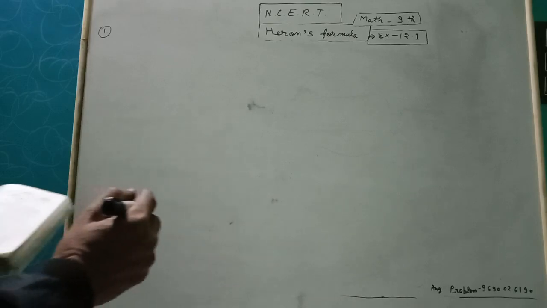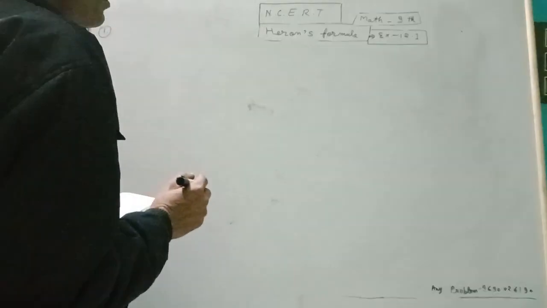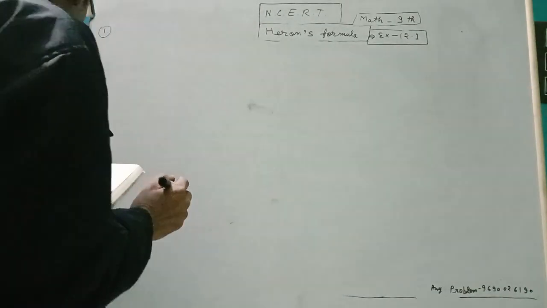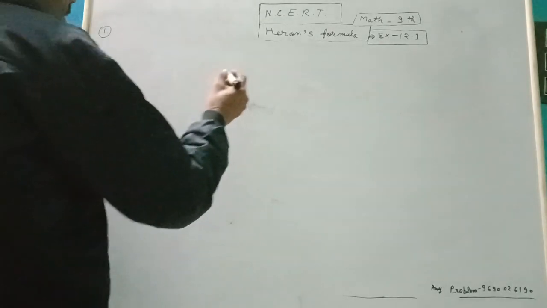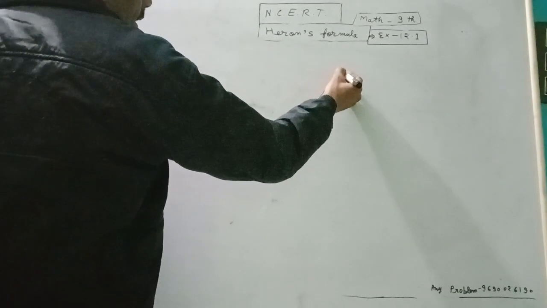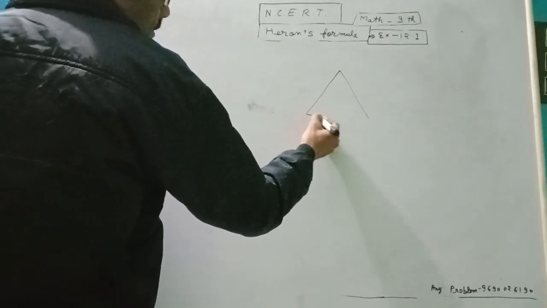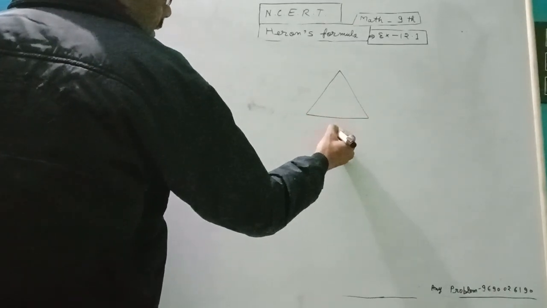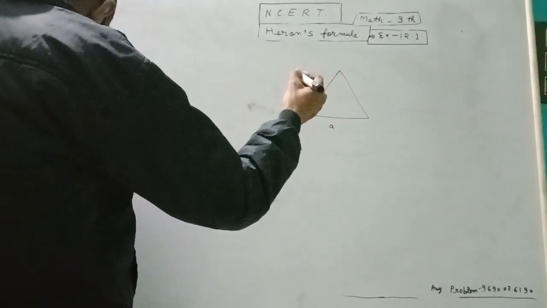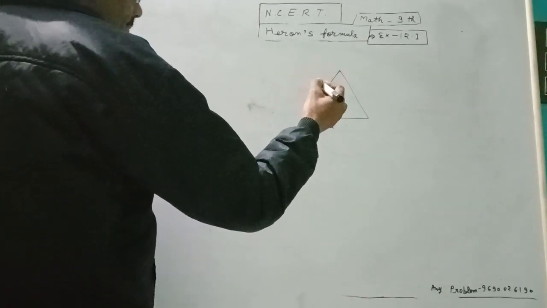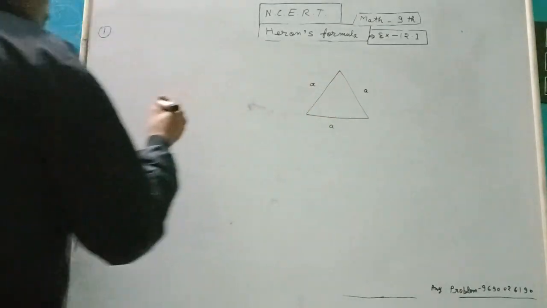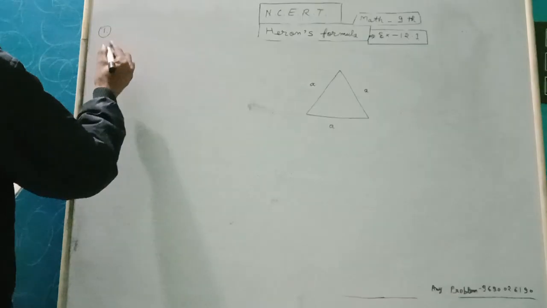Ninth class student, exercise 12.1, Heron's formula. First question: an equilateral triangle is given. Each side is A. Use Heron's formula.